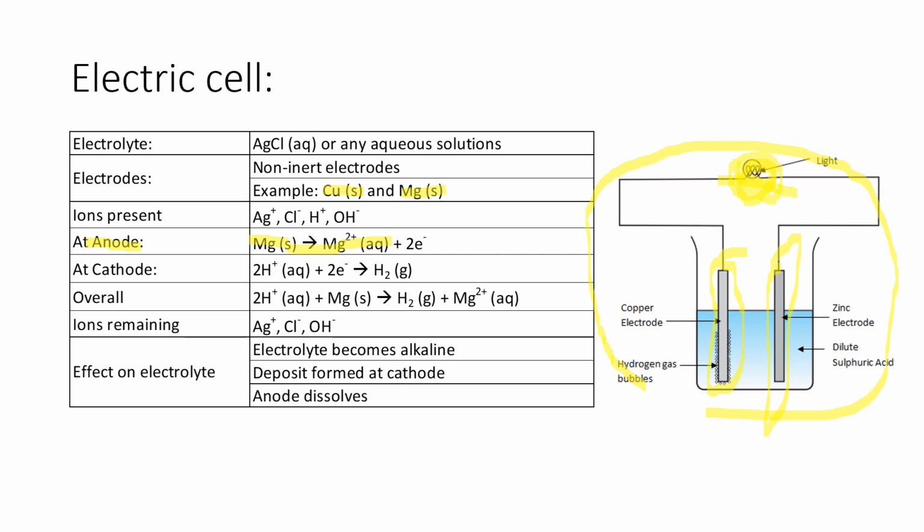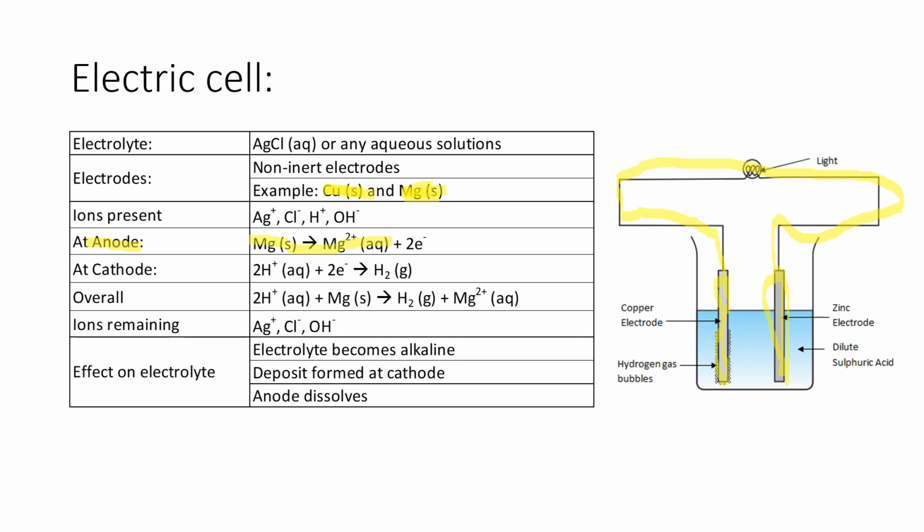Label the electrode Cu and Mg. And then we start identifying. Let's say this one is Mg. The electrons will flow this way and come out through the copper one.